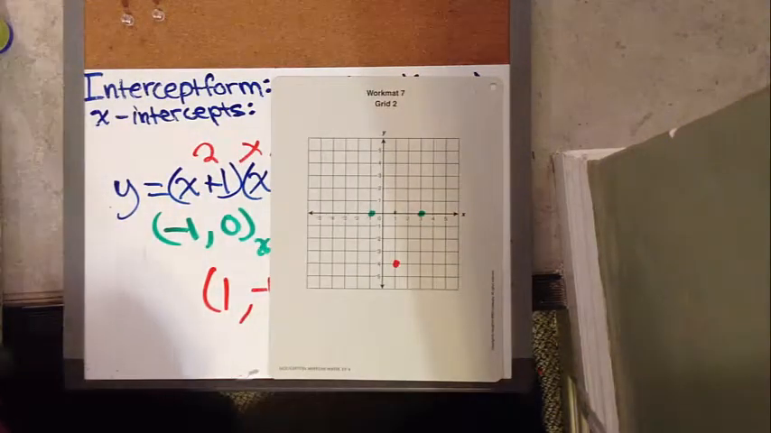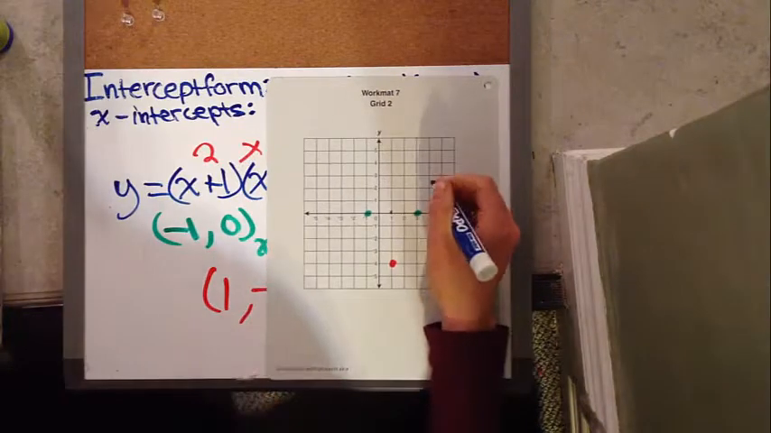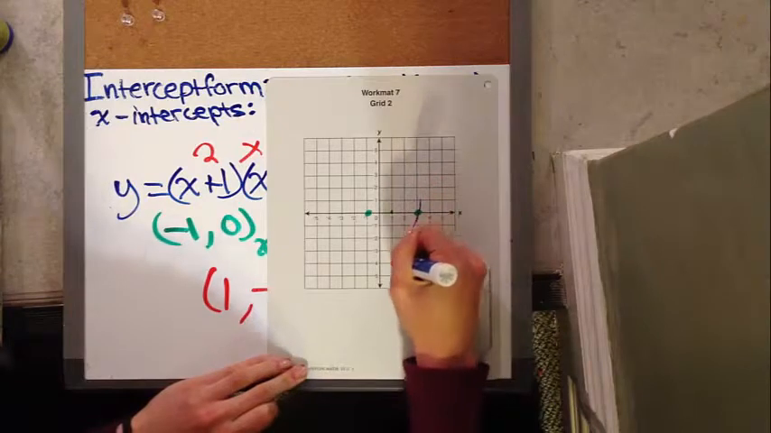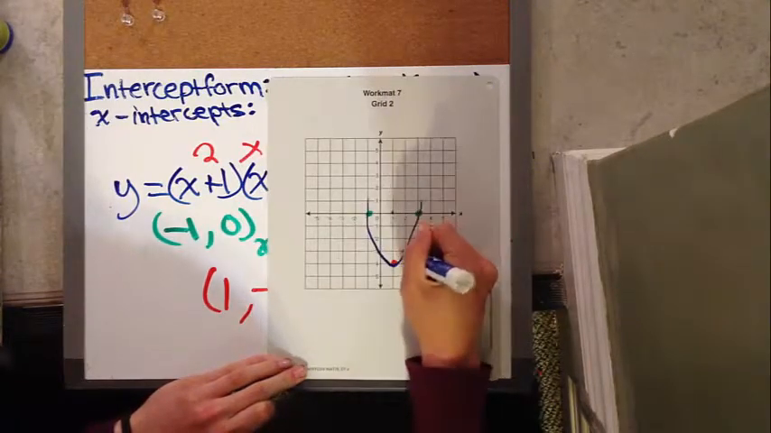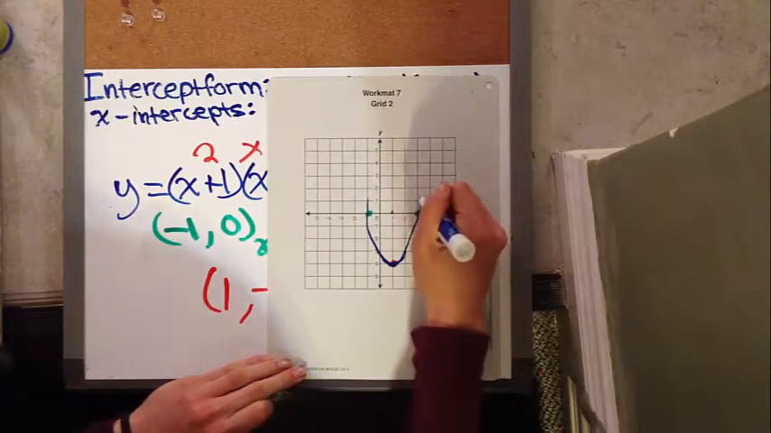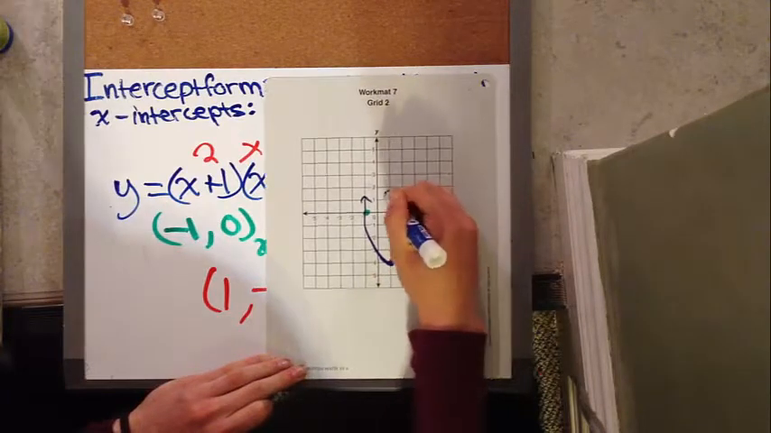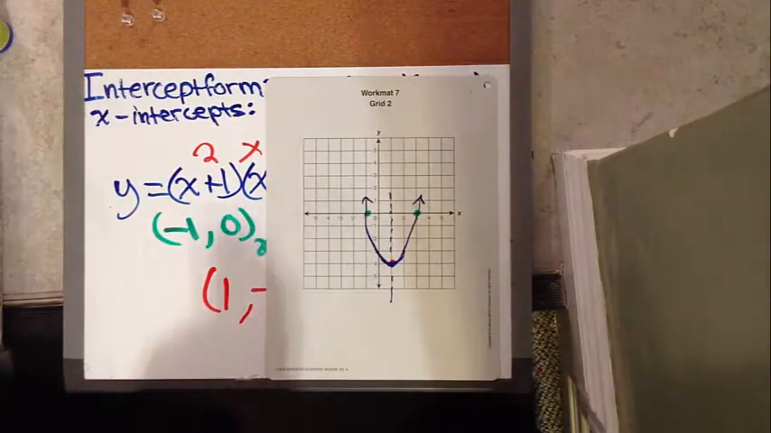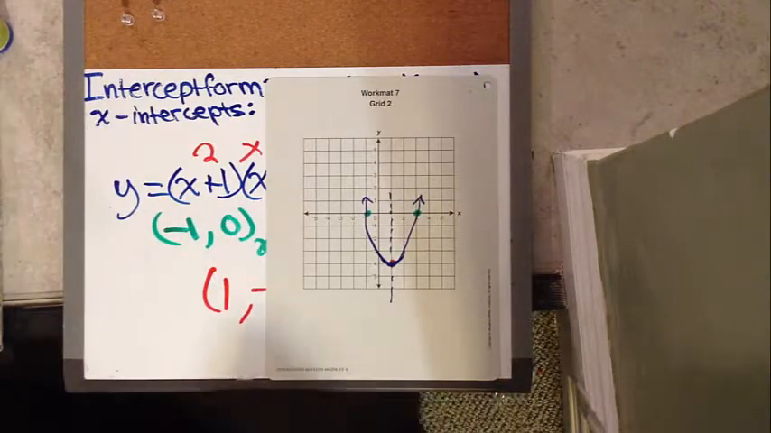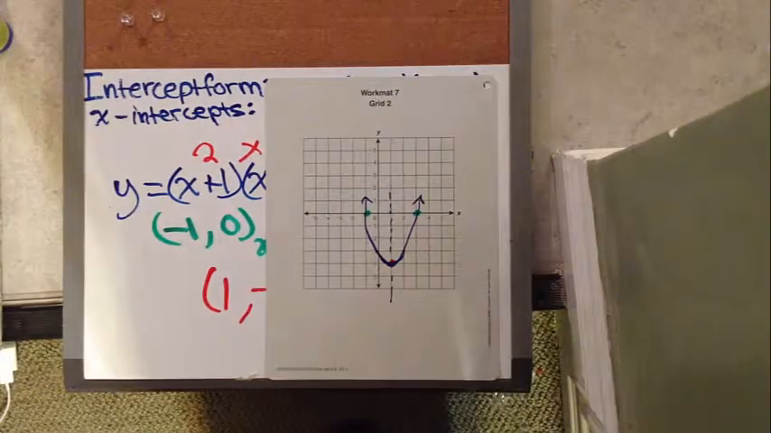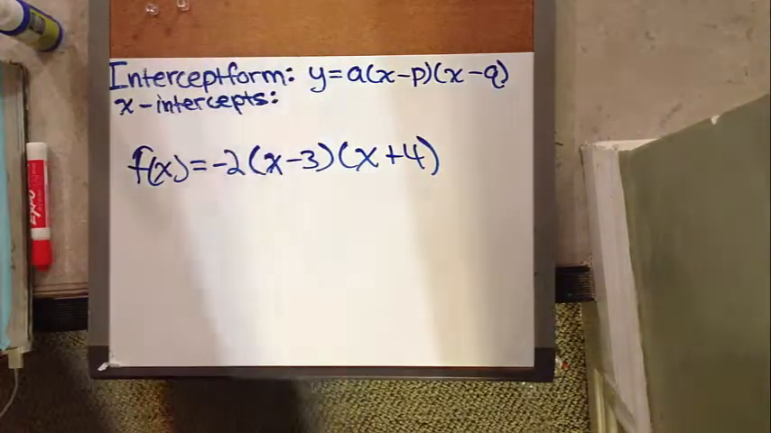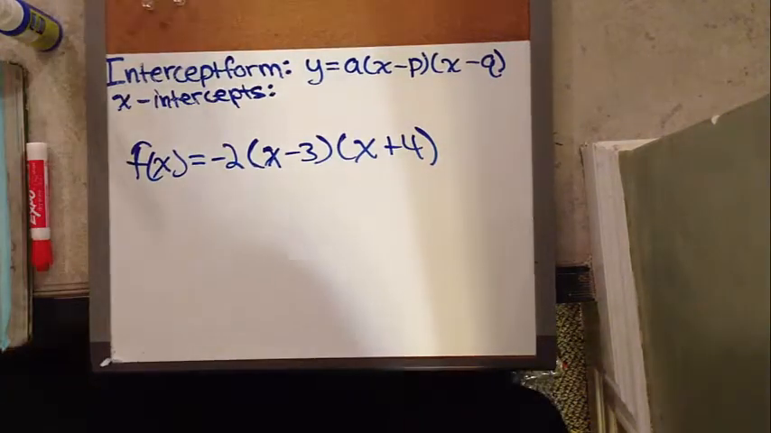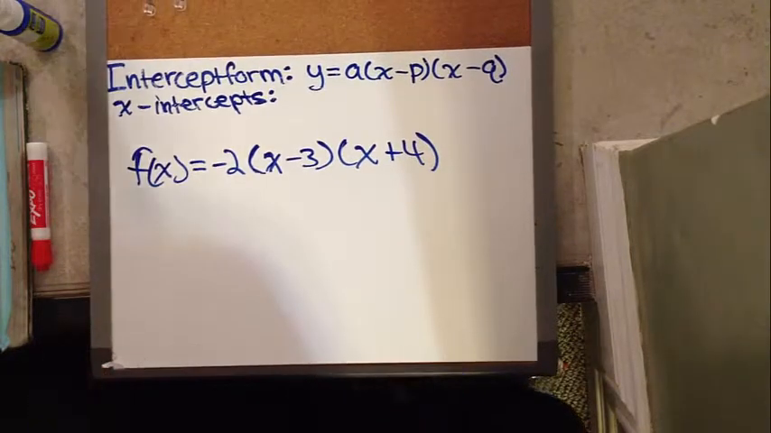All that's left to do is to draw our parabola, making sure it looks like a U instead of a V. Oh, that's kind of U-ish, sort of. And then label our axis of symmetry. And we are done with the first one. Alright, now on to our second intercept form practice problem. Slightly different from the first, but still pretty much the same.